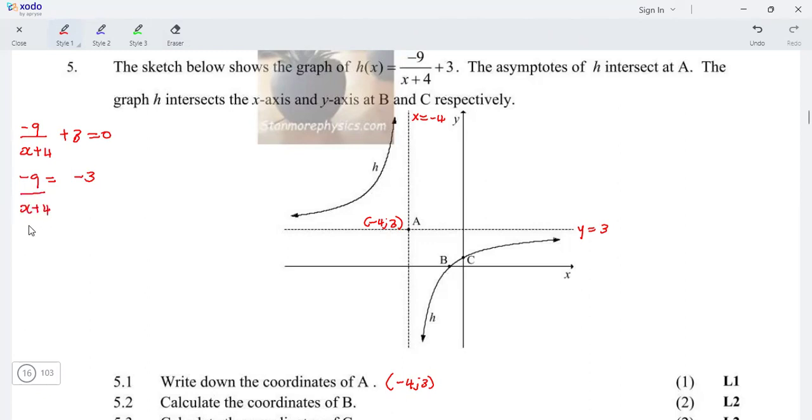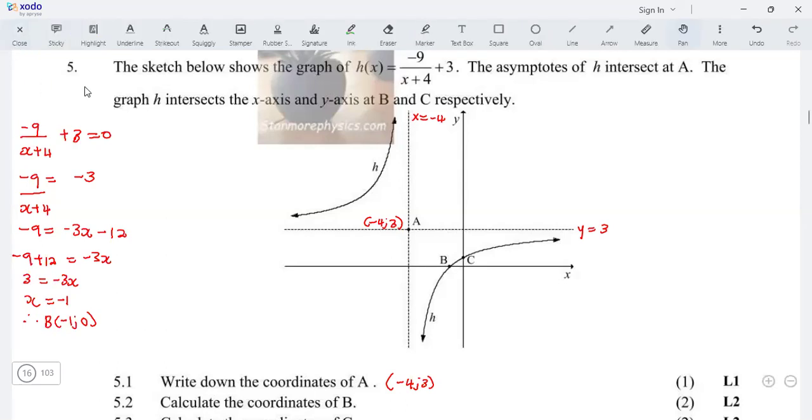Now we're going to cross multiply. So -9 will be equal to -3 multiplied by x, which is -3x, and -3 multiplied by 4, which is -12. We take the -12 over, so it's -9 + 12 = -3x. Now -9 + 12 gives us 3, so 3 = -3x. Then you divide by -3, and you end up with x = -1. So we can conclude that the coordinates of B are (-1; 0).